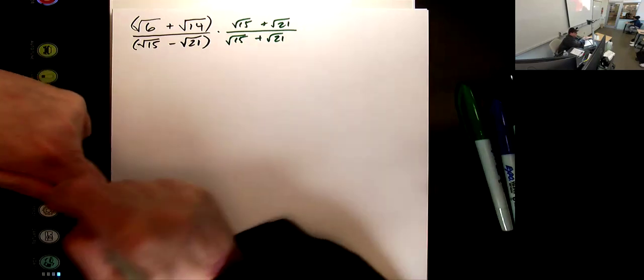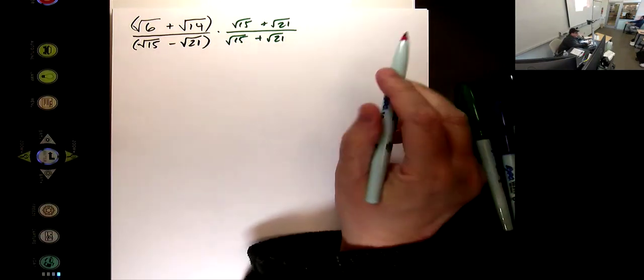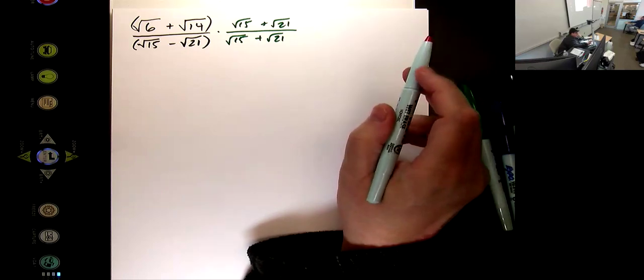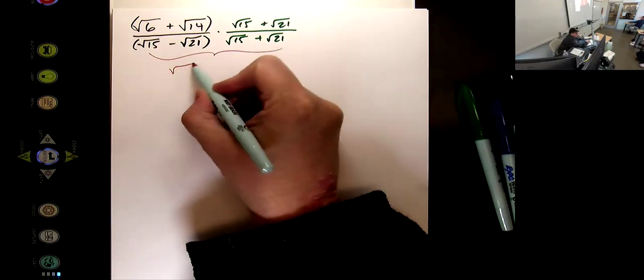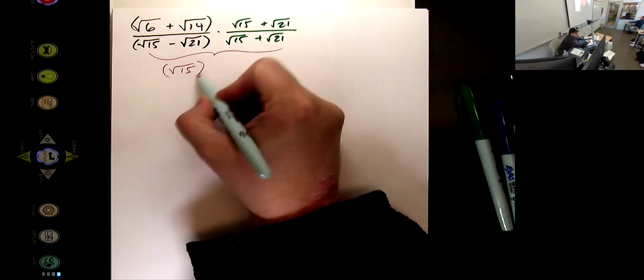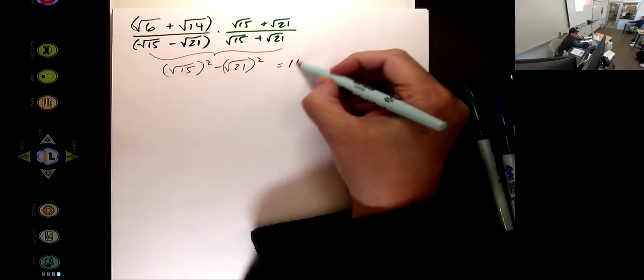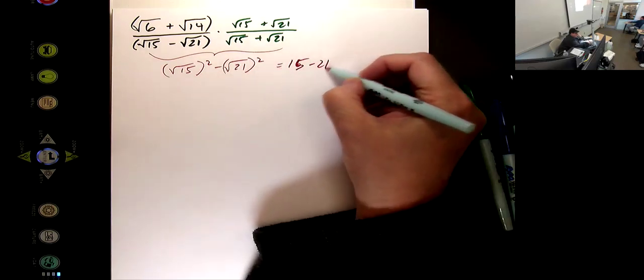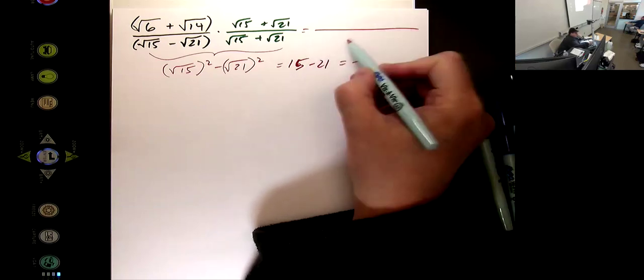The easy part should be the bottom. If you're not taking advantage of that difference of squares, you made this really hard. The bottom is square root of 15 squared minus square root of 21 squared. 15 minus 21 is -6. So the bottom is going to clean up to -6.